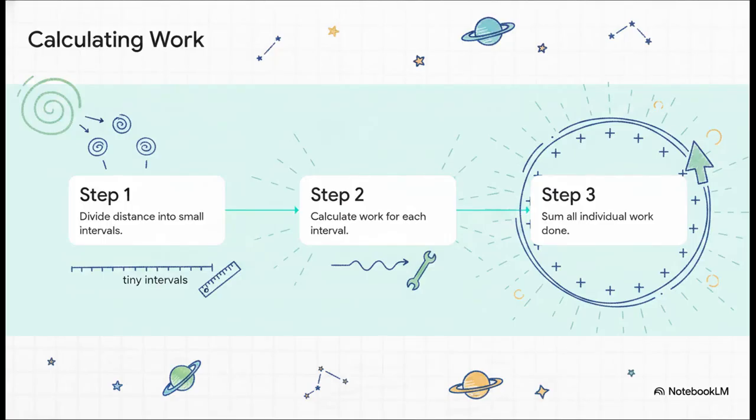And this breaks some pretty intense calculus down into 3 highly digestible steps. Step 1, you divide the total distance into those tiny intervals. Step 2, you calculate the work done for just that one specific constant segment. And step 3, you simply add up all those individual bits of work. It is such an elegant way to bypass the whole problem of a changing force.